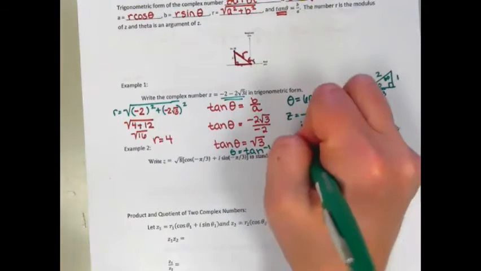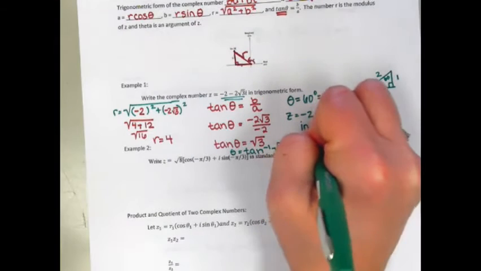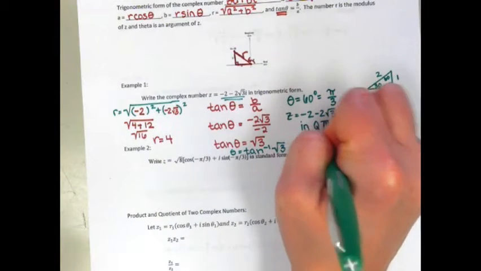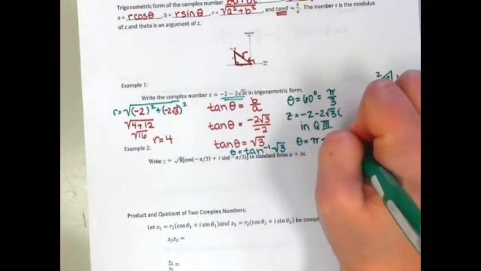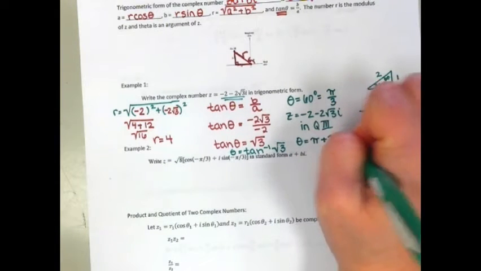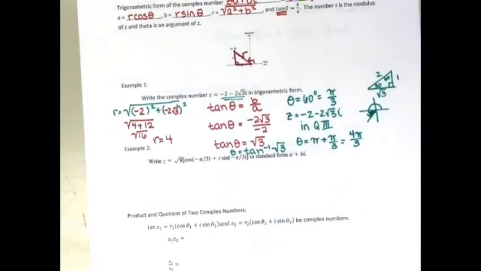Add it to, right. So our theta is we're going to take pi plus pi over 3, which ends up being what? 4 pi over 3. Is that right? Is everyone okay with that? All right. So now we have our r and we have our theta. Can we now write our form?